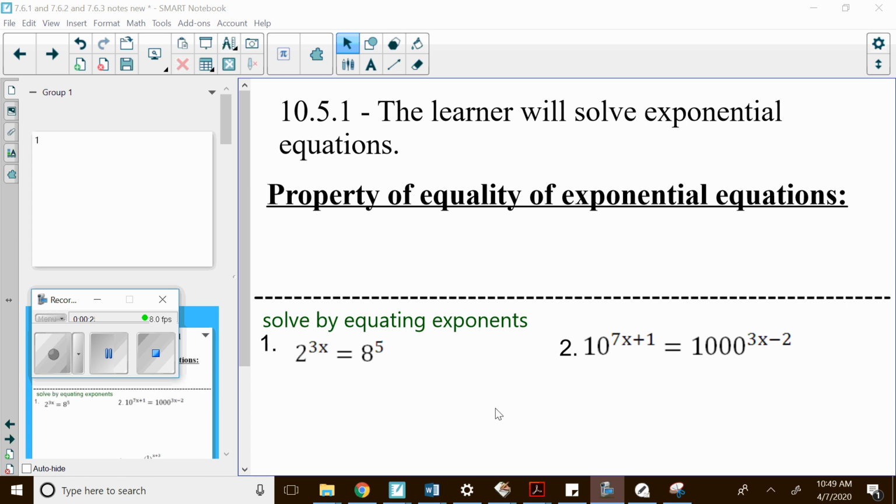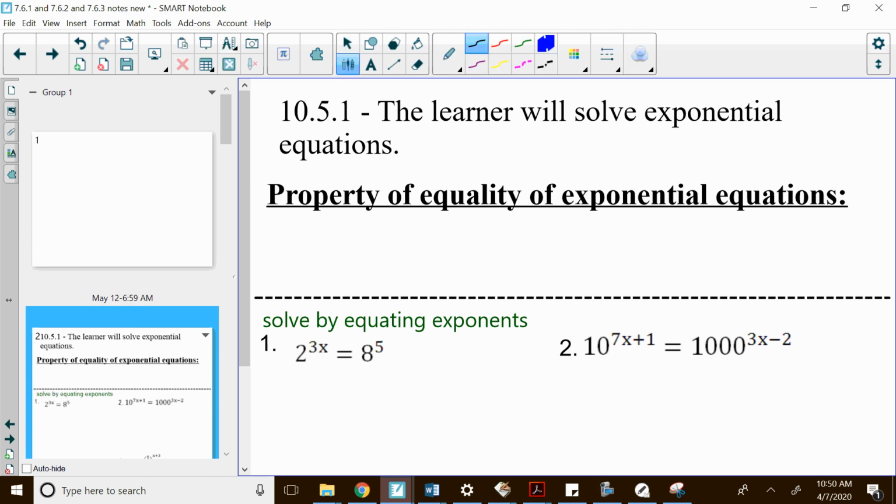We're going to do first 10.5.1, solving exponential equations, and what I mean by this is when a variable is in an exponent, which you can clearly see in number 1 and 2. But first off, a property of exponential equations is the following: if a raised to the x is equal to a raised to the y power, then obviously x has to equal y.